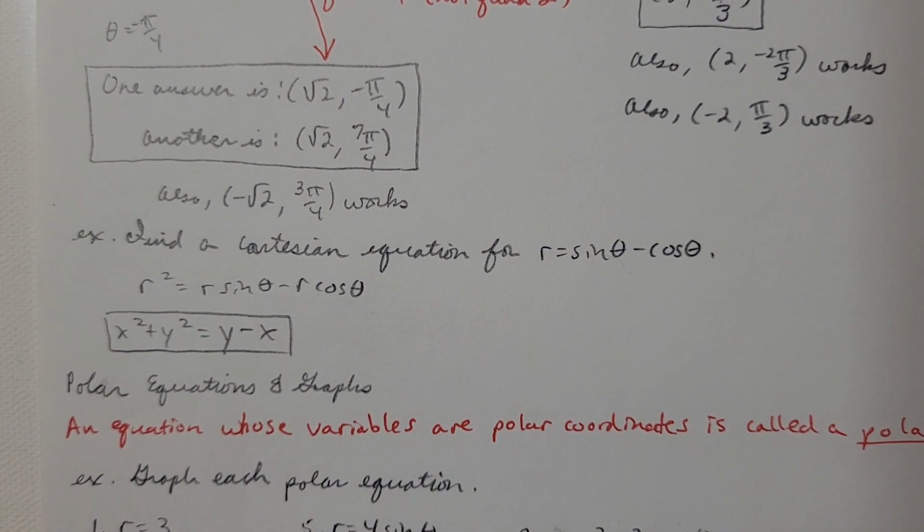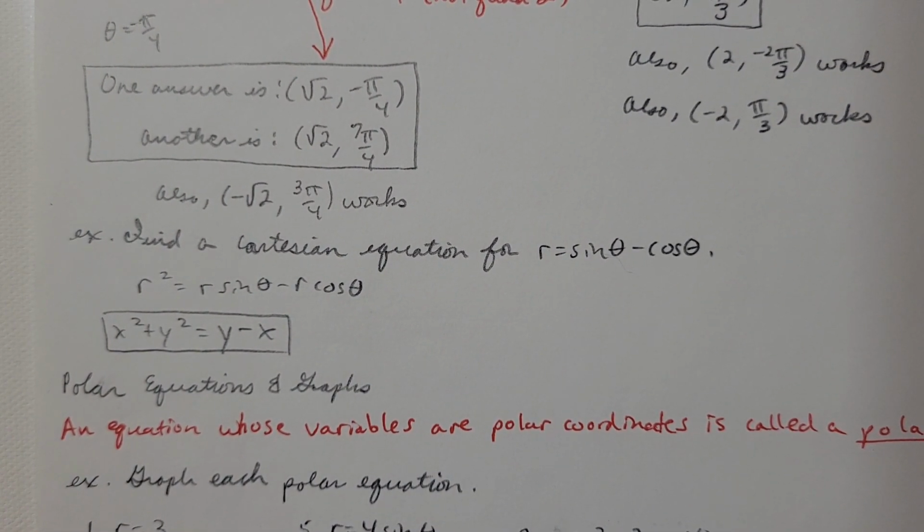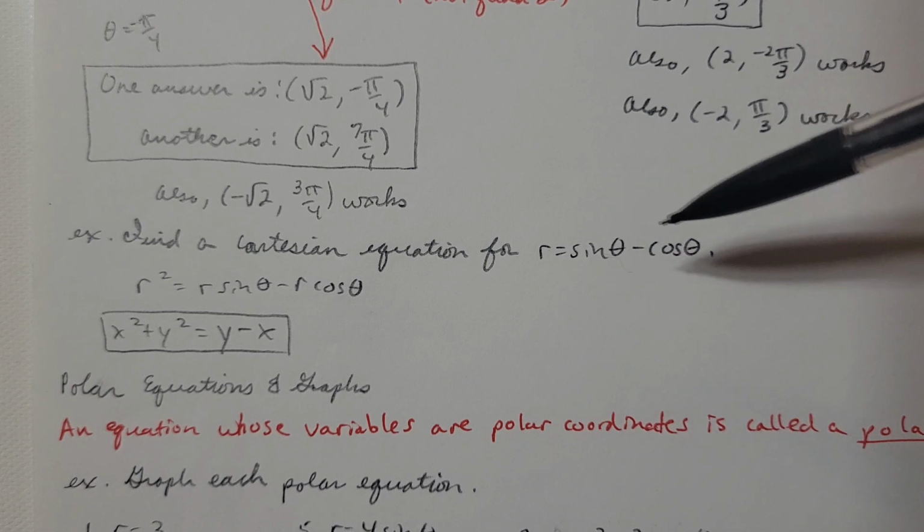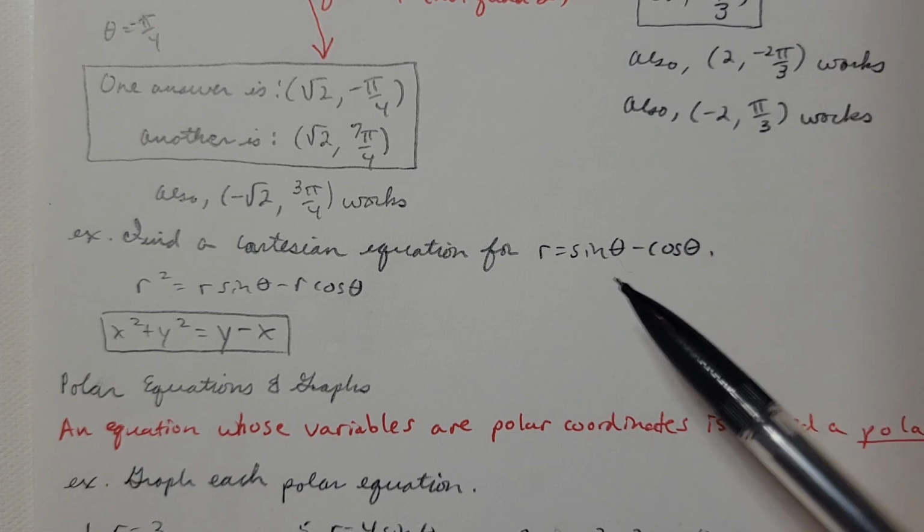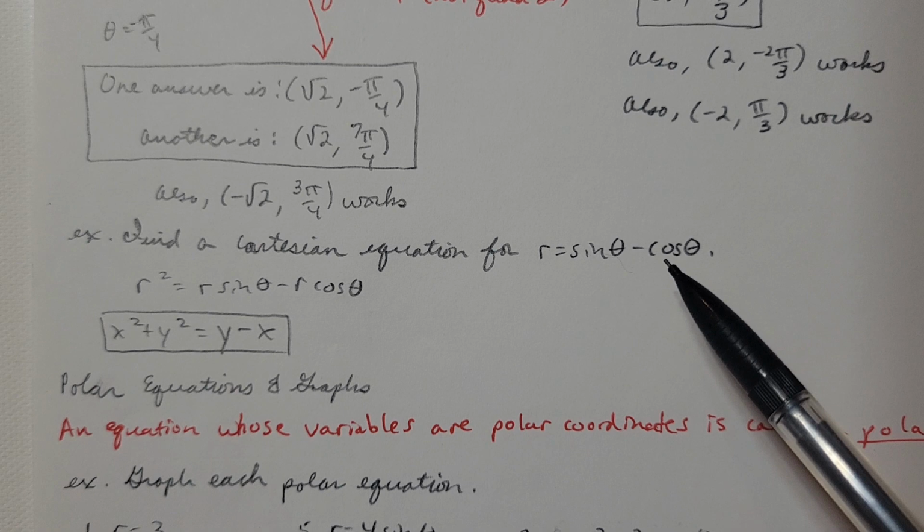Here's another example. There's a couple of questions like this. We want to find a Cartesian equation for the equation r equals sine theta minus cosine theta. Okay, so what's this look like in terms of x and y? Well, if we multiply both sides of this equation by r, r squared equals r sine theta minus r cosine theta.